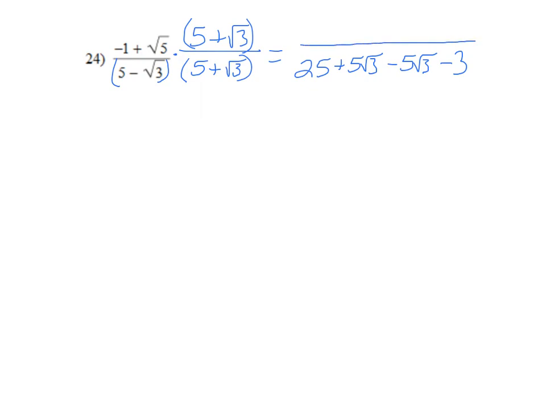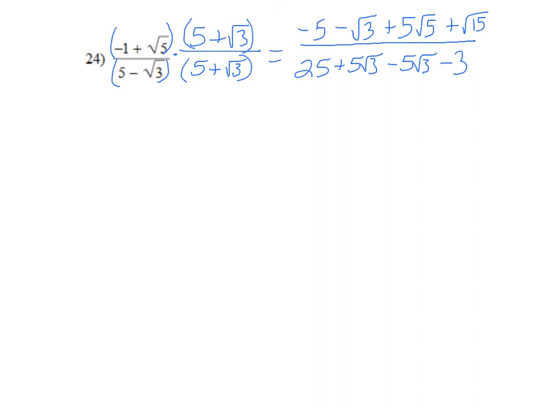All right, on the top, I actually have to do FOIL again. Don't count on this working out quite so beautifully, though. The conjugate helps us in the denominator. It doesn't help us in our numerator usually. Okay, so first would be a negative 5. Outer is going to be a negative root 3. Inner is going to be a 5 root 5. And last will be a square root of 15.